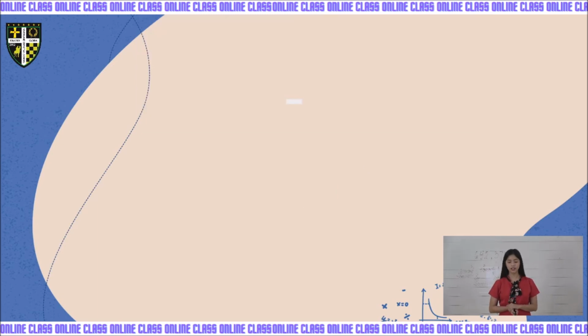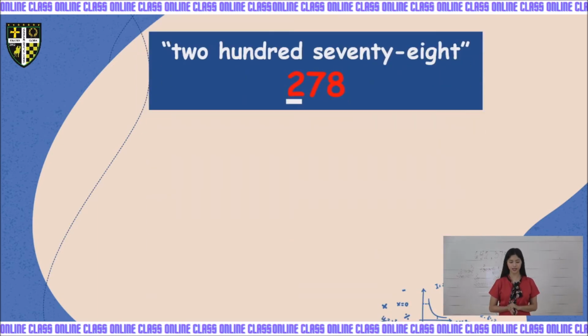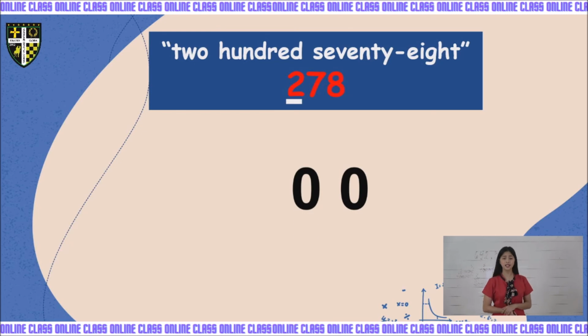Next one, 278. Again, 278. So, the underlined digit is the digit 2. As you can see, there are 2 more digits from the right side. Both of them will be changed into 0. So, we need 2 zeros, and then just copy the number 2. So, now the value of 2 is 200.